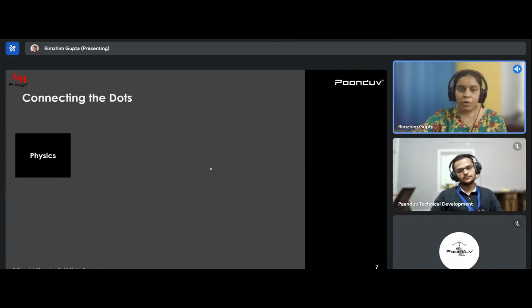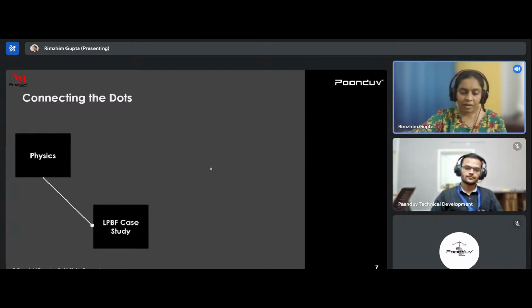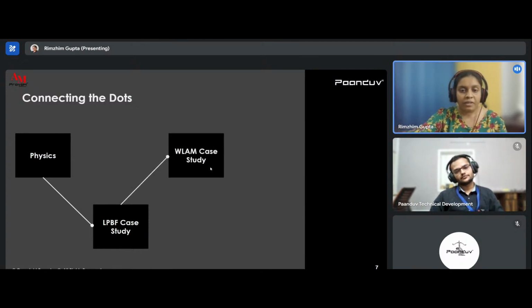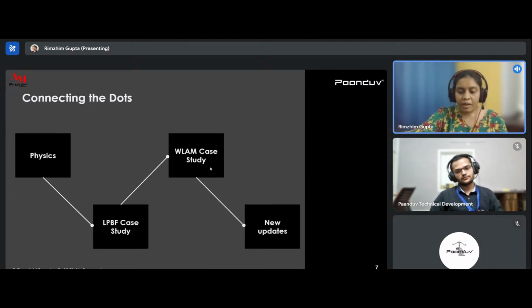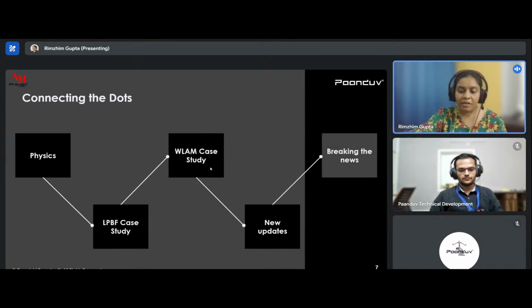Now, let's connect the dots for today's session. We will start with knowing some of the physics about the process, and then I will elaborate the LPBF case study in more detail. Then my colleague will take over, and he will demonstrate and elaborate on the case study related to wire LAM, and then we will summarize and conclude the webinar by giving you some updates and some recent events that happened in the recent time.